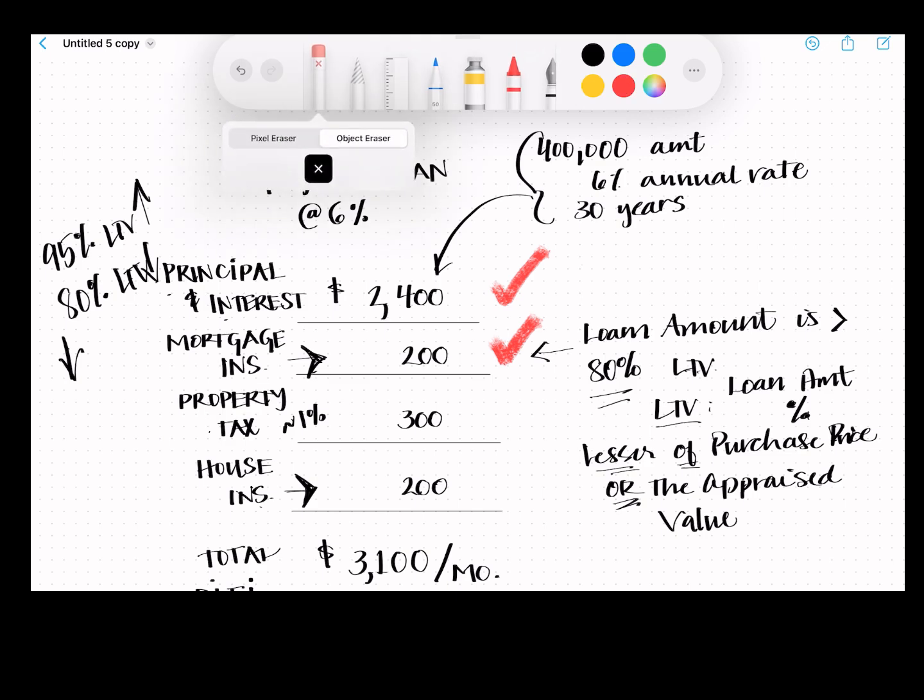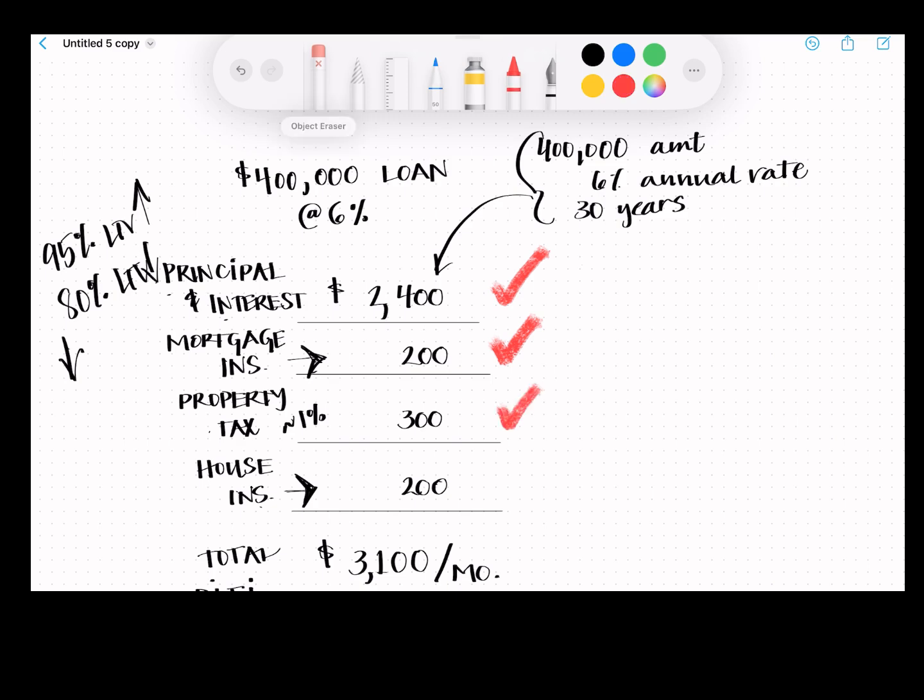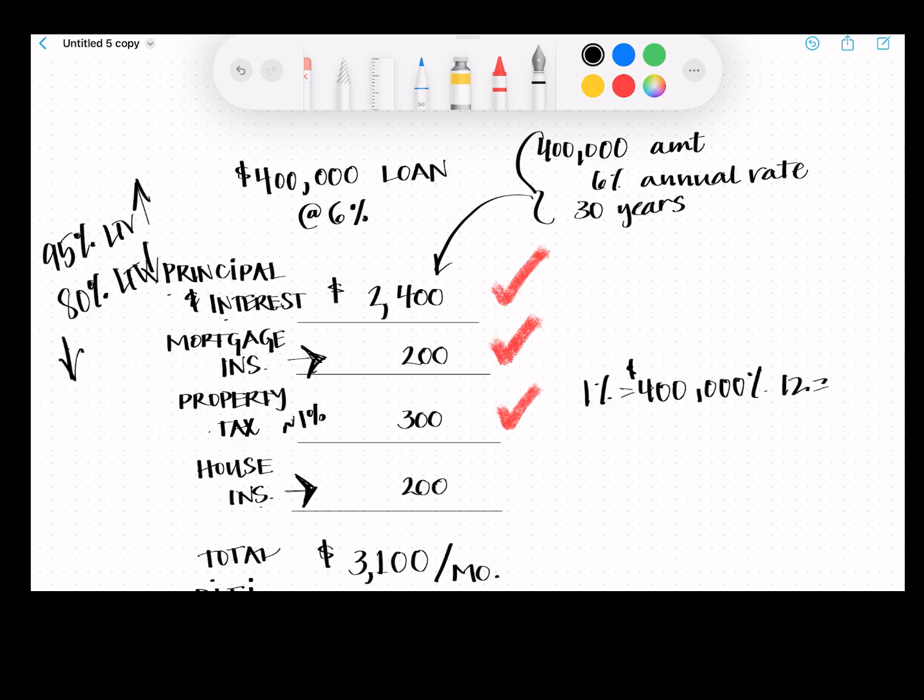The next element is property tax. Property tax is paid through your mortgage, and I'm using a figure of 1% times the original property price. We're calling this $400,000, and then you're going to divide by 12, and that's going to give us a rough estimate of our property tax.